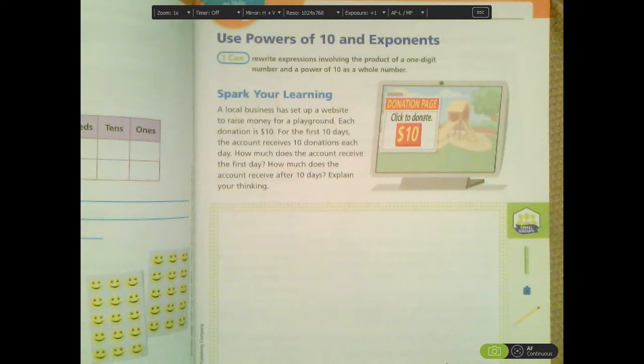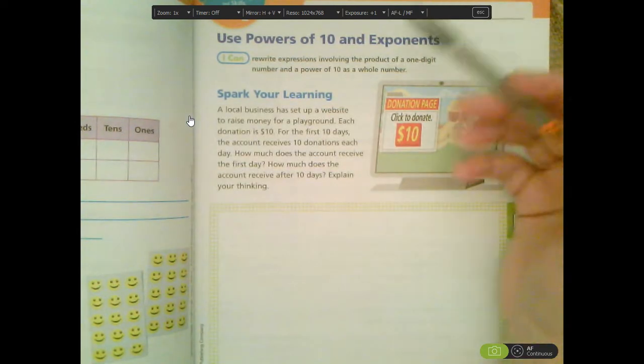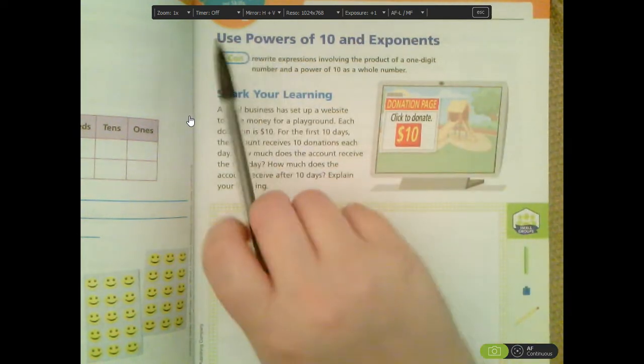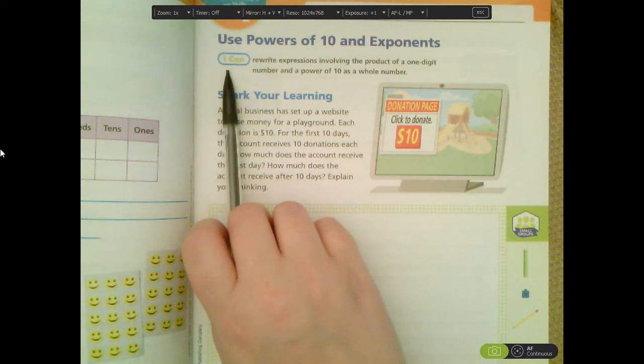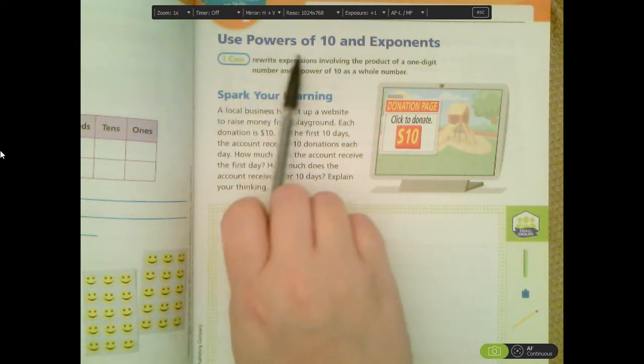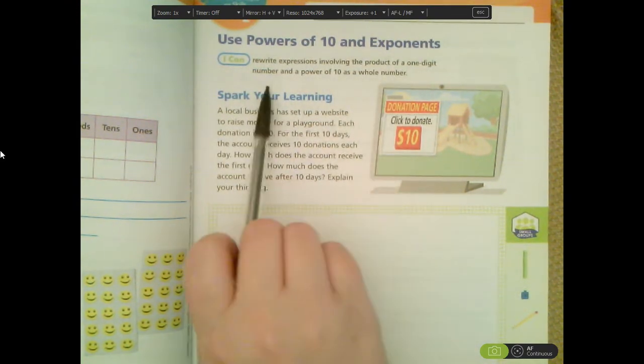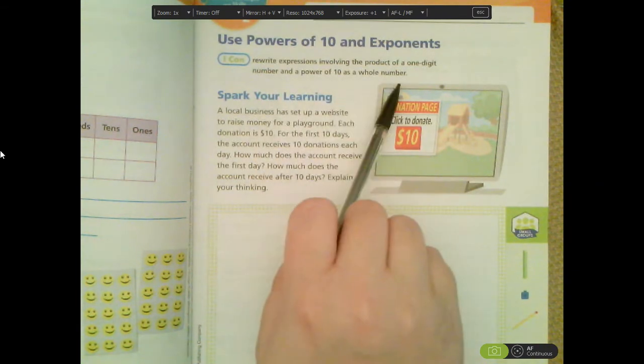Hello, mathematicians. Today we are going to be looking at Lesson 2 from Module 1. This lesson is all about using powers of 10 and exponents. By the end of the lesson, you should be able to rewrite expressions involving the product of a one-digit number and the power of 10 as a whole number.